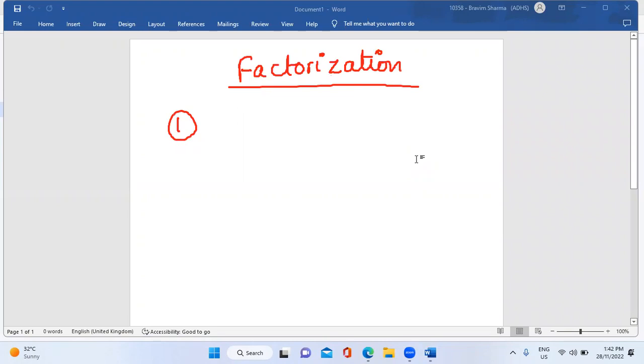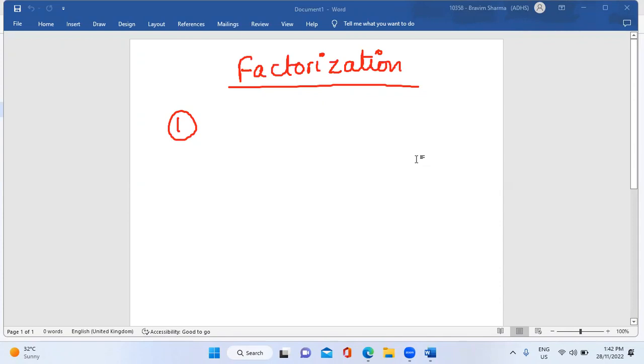I have seen across many students that they do factorization very clearly and accurately, but if I ask them just what is factorization, they are not able to explain, or they will say that we don't know how to explain, but we know it. But the thing is, if we are learning a concept, we first should understand the basic meaning of that concept.